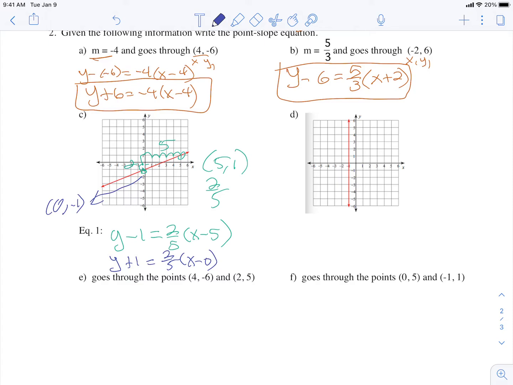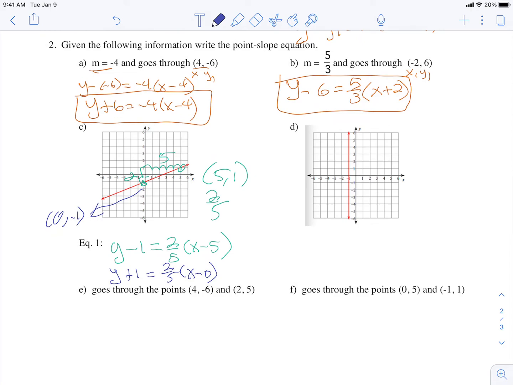All right, now this is kind of a trick question. This is an x equals equation. You can't write it in point-slope form. But I know that we still need help with this. And the answer is not undefined. That's the slope.